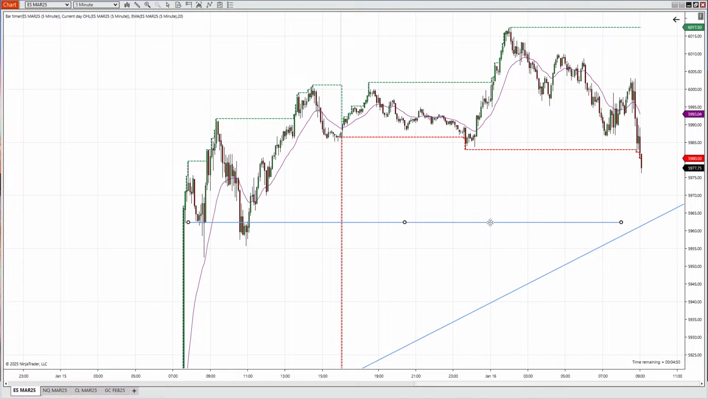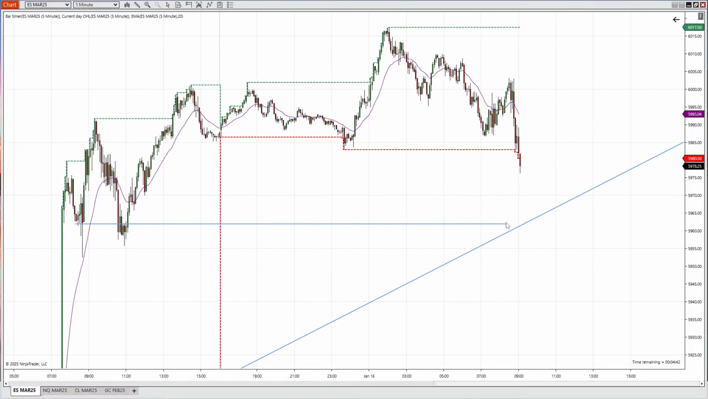So we have a choice. We can mark it here, we can mark it here. I'm going to choose to mark it here, and make it relatively straight.